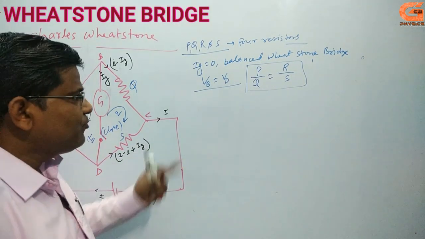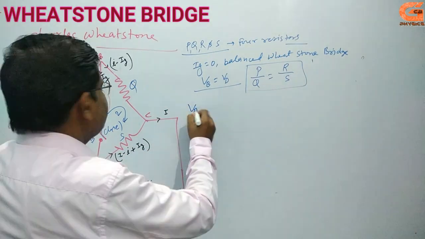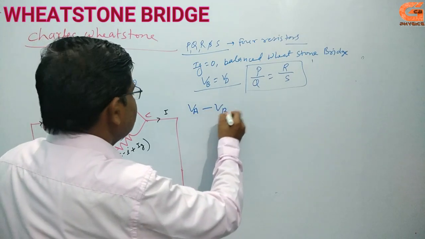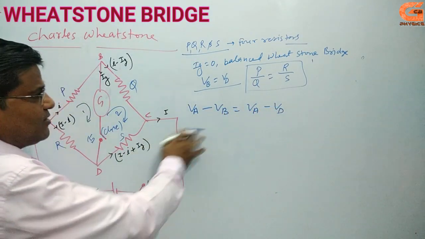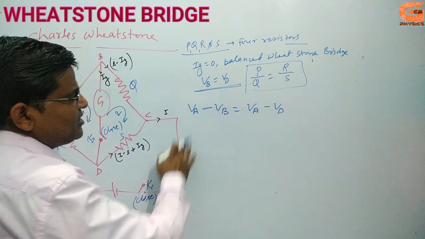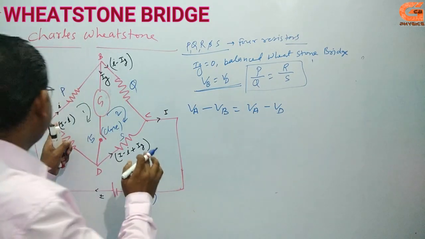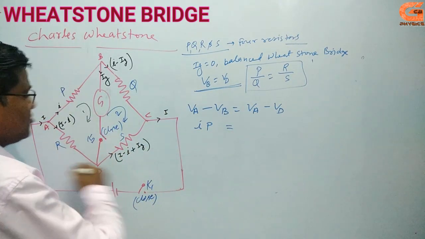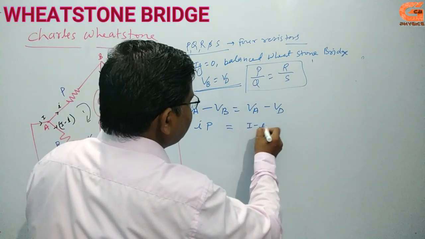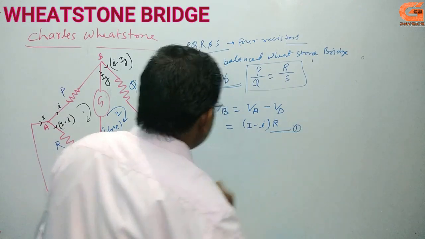One more method to prove this. If VB is equal to VD, it means VA minus VB is equal to VA minus VD. If VB equals VD, then we can write VA minus VB equal to VA minus VD, and VA minus VB equals I1 into P, and this is equal to (I minus I1) into R. This is equation number 1.